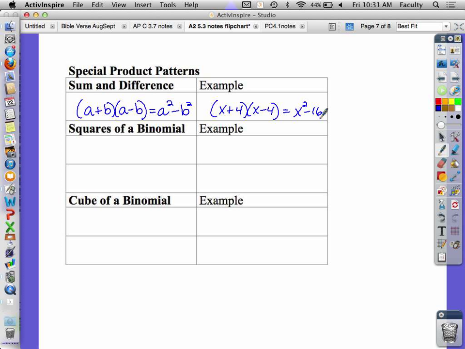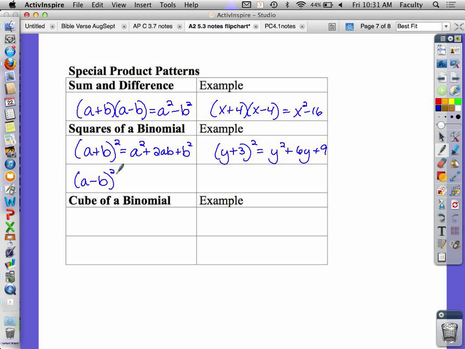Okay, squares of a binomial, we just reviewed that. If I have a plus b, the quantity squared, that's a squared plus 2ab plus b squared. So that's like y plus 3, the quantity squared, would be y squared plus 6y plus 9. Now if I have a difference, the only thing that changes is that the middle term is a minus.